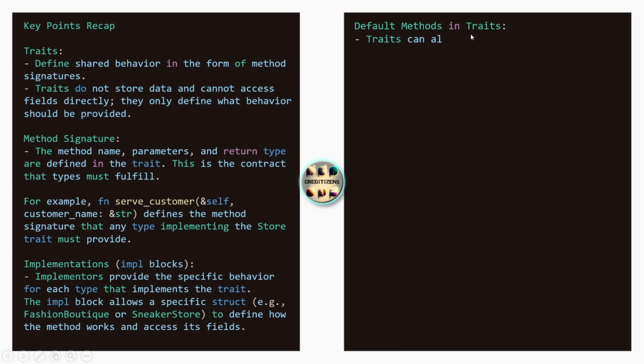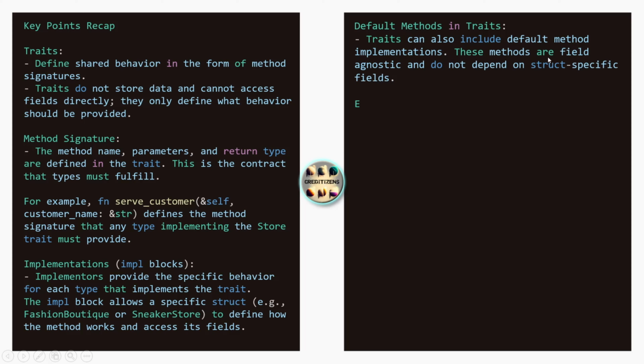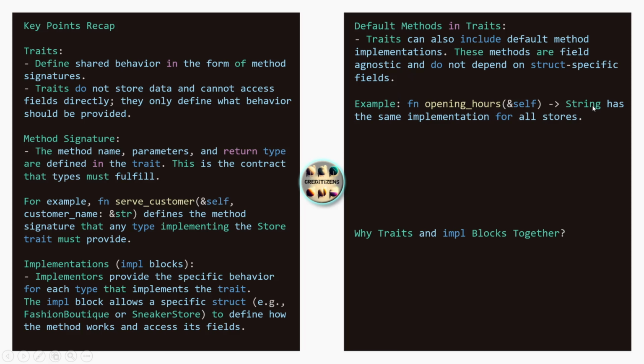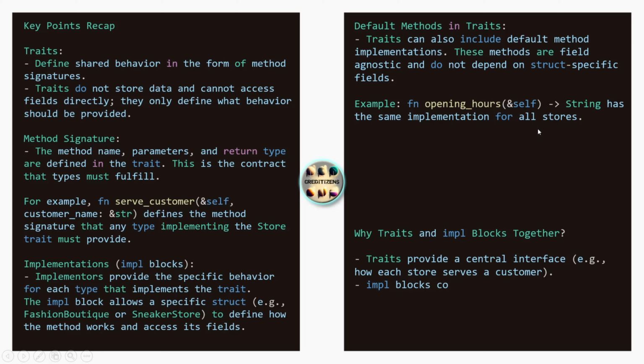Default method, so that's the other method that I showed you. Default methods in traits: traits can also include default method implementations. These methods are field agnostic and do not depend on the struct's specific fields, because, like the function for the opening hours that we had, it has the same implementation for all stores. So here you see there's no parameter passed, we just use the struct and we return the string. So any store having the same opening hours can implement this one and just use it.